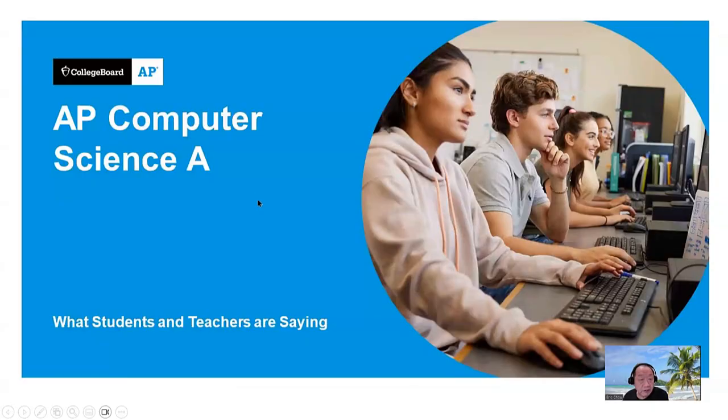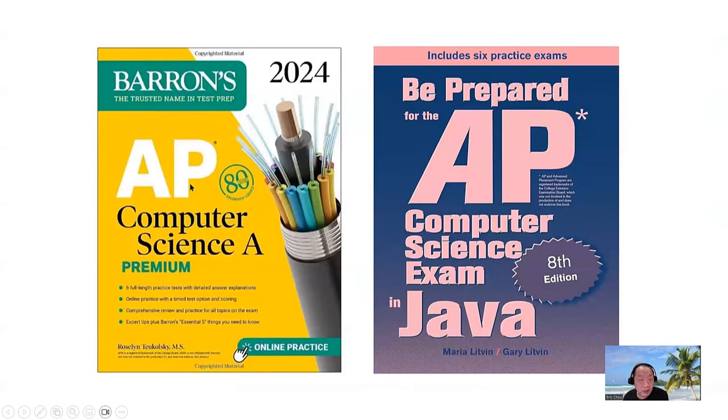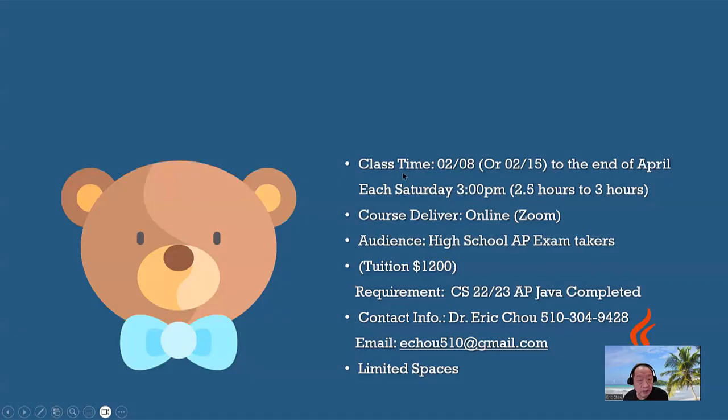Our material includes the past exam FRQ problems for practicing AP Comp Sci A from College Board. Also the Barron's AP Computer Science A review book, and also the Be Prepared AP Computer Science exam in Java book. We will be using these two books as the material.